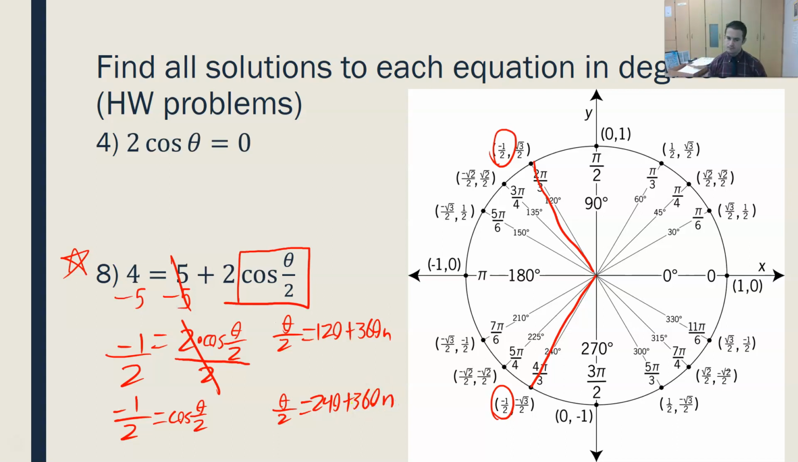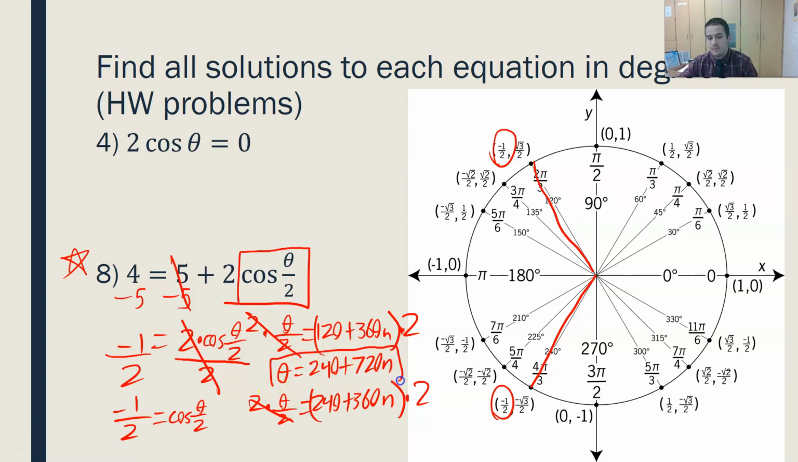Okay? Well, theta is not by itself yet. It's being divided by 2, so in order to undo that, I need to multiply by 2 on both sides. So I'm going to multiply by 2 on both sides. Those will cancel, and I'll be left with theta equals 240 plus 720n, and theta equals 480 plus 720n. So those would be my two solutions, or my two answers.